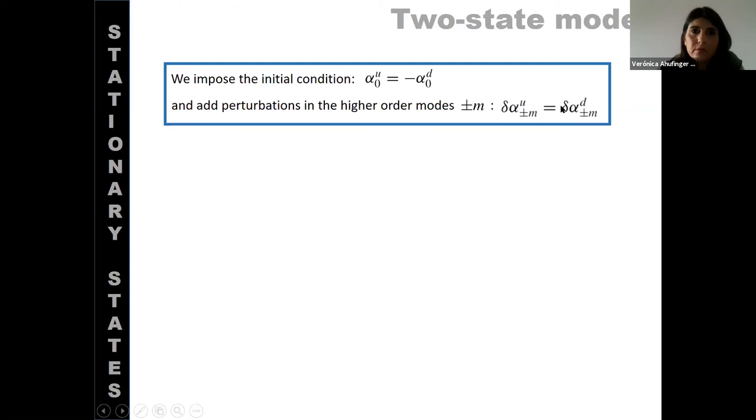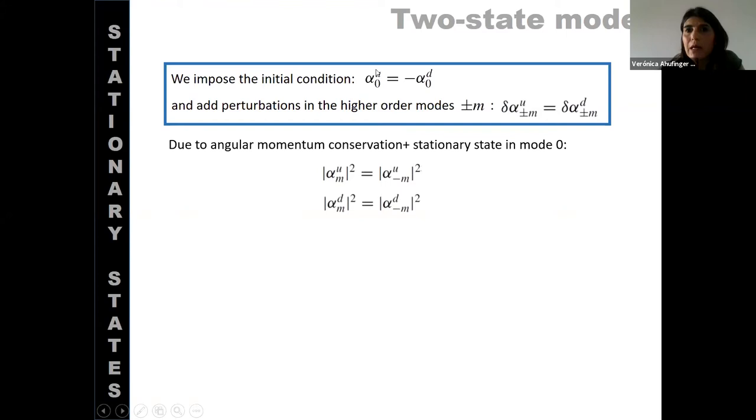Due to the angular momentum conservation, and also taking into account that the stationary state that we consider is the zero mode, these two relations hold, which state just that the modulus square of the probability amplitude of one orbital angular momentum mode in one ring is equal to the corresponding one for the orbital angular momentum mode with opposite sign.